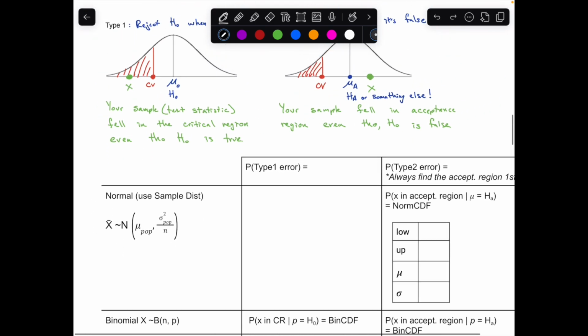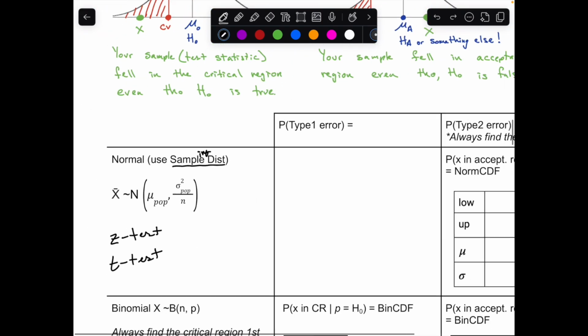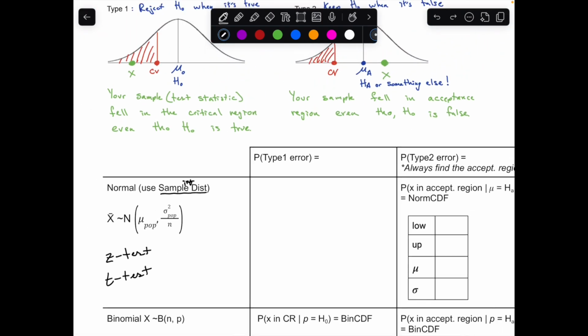So starting in this video with just a normal distribution, meaning that you're using either a z-test or a t-test, you want to first keep in mind that you are going to be using the sampling distribution. So you have the mean is the population mean, and your variance is actually your population variance assumed, divided by n. So we'll have to keep that in mind, particularly for the type 2 errors.